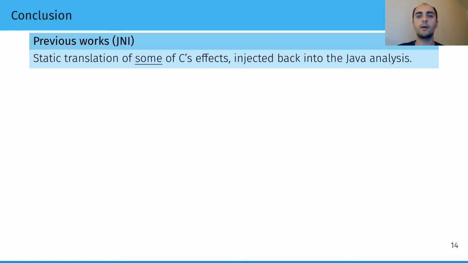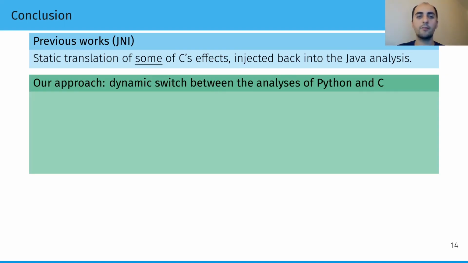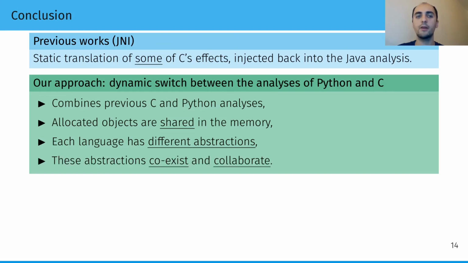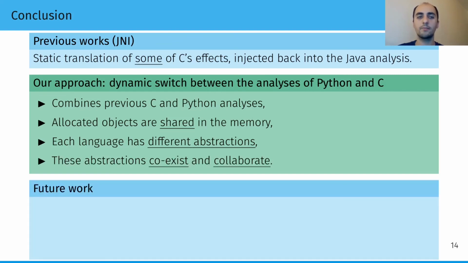So in conclusion, previous works focused on the JNI, the Java Native Interface. They all performed, one way or another, a static translation of some of the native code's effect back into the Java analysis. Contrary to that, our approach performs dynamic switches between the analysis of Python and C. It builds upon previous C and Python analysis, and some abstract domains are shared. Thanks to MOPSA, each language has different abstractions, but these abstractions coexist and collaborate.